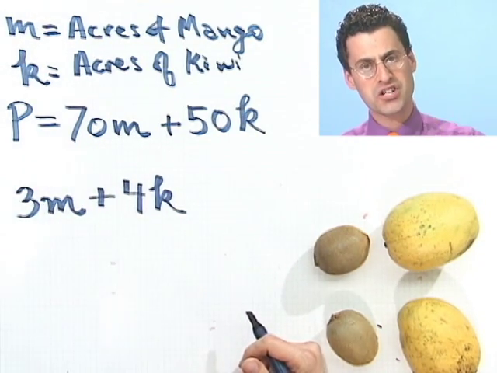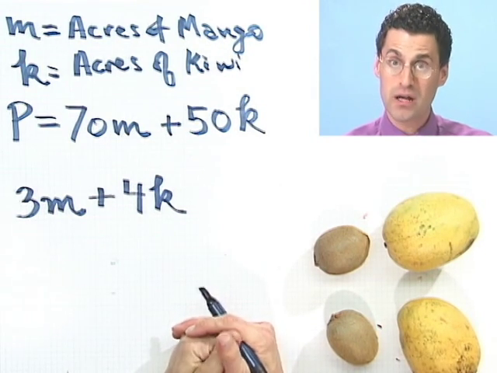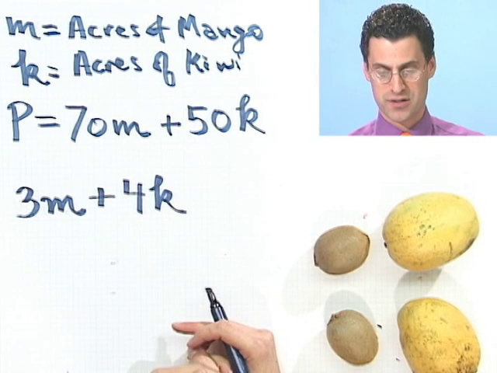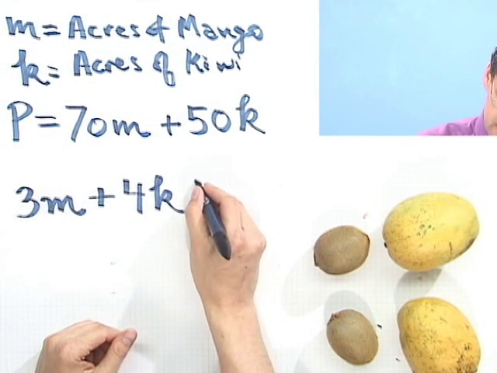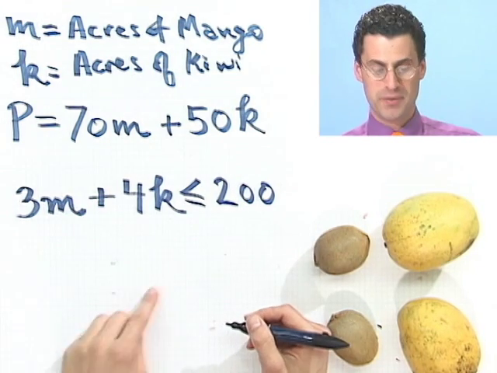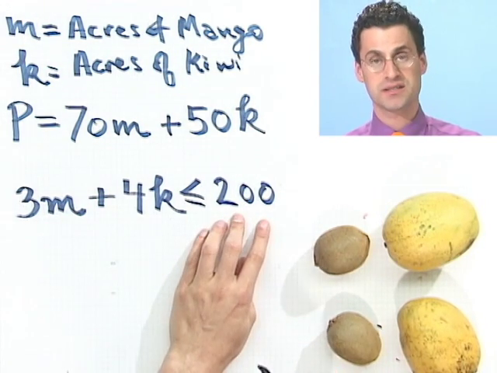Okay, now how much time do I have to have that plow? Well, remember, I only have the plow for up to 200 hours. So in fact, this has to be less than or equal to 200, and there's a constraint, because the total plowing I can do has to be less than 200 in terms of time. Okay, now what's the other constraint?